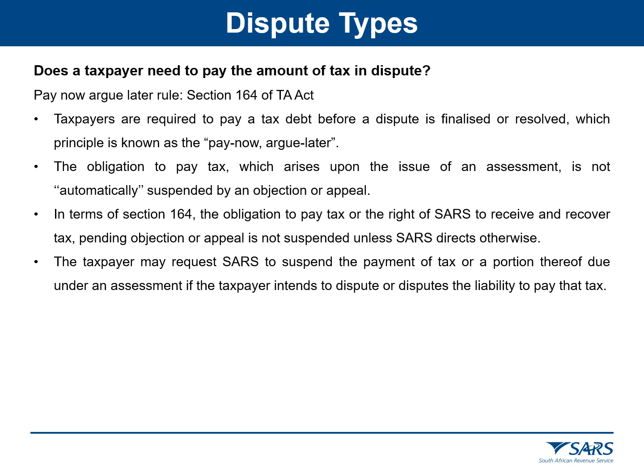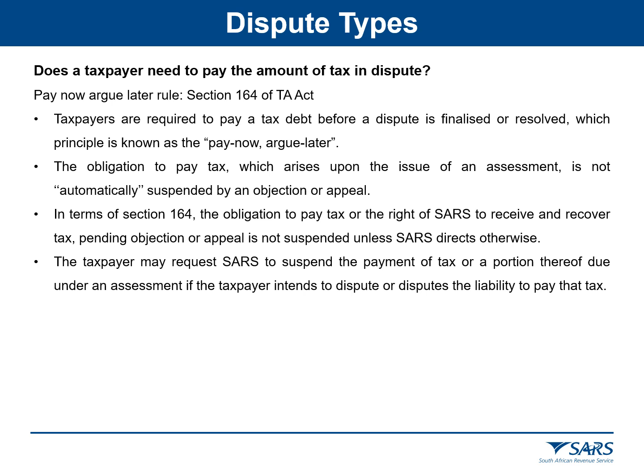Does the taxpayer need to pay the amount of tax in dispute? Pay now, argue later rule. Section 164 of the Tax Administration Act. Taxpayers are required to pay tax debt before a dispute is finalized or resolved, which principle is known as pay now, argue later. The obligation to pay tax which arises upon the issue of an assessment is not automatically suspended by an objection or an appeal.